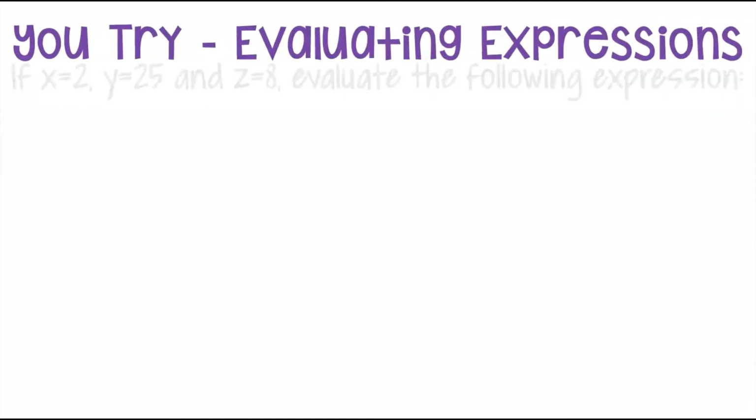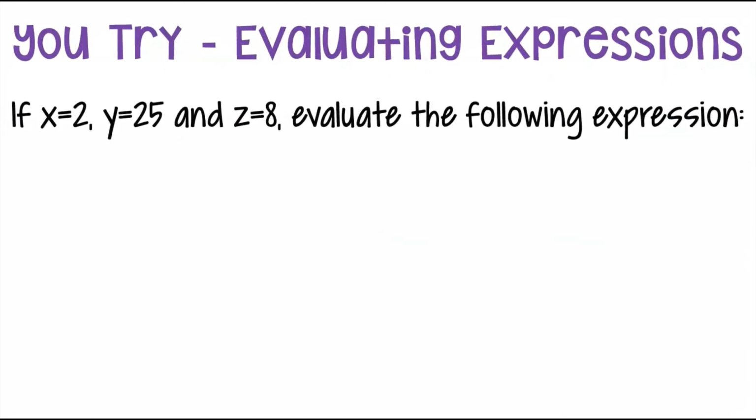All right, you try. In this problem, if x is equal to 2, y is equal to 25, and z is equal to 8, we want to evaluate the following expression, which is 3z. Now remember that when you see a variable and a number side by side, and there's no operation indicated, we know that it's multiplication. So this means 3 times z. Z is the variable we need to replace, so we replace it with an 8 based on the information that we have. So this becomes 3 times 8. And again, I'm pointing out that the dot is a multiplication symbol just like an x is. And 3 times 8 is 24. So the value of 3z when z is equal to 8 is 24.